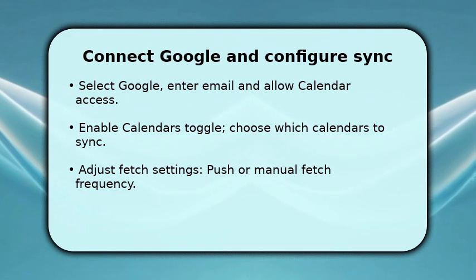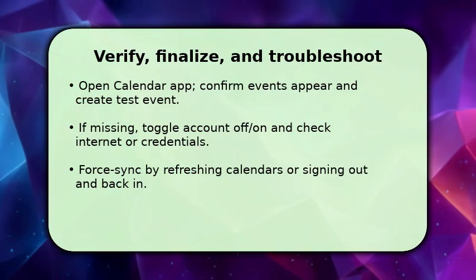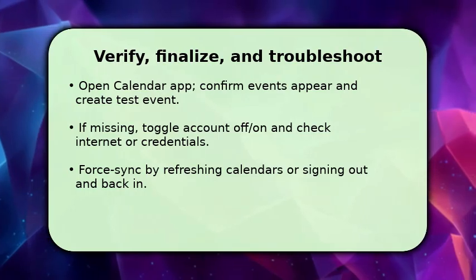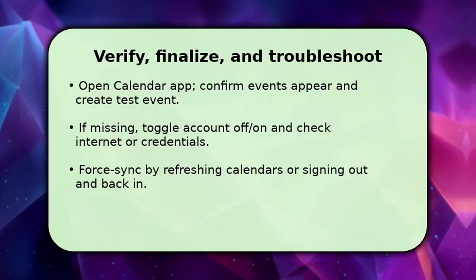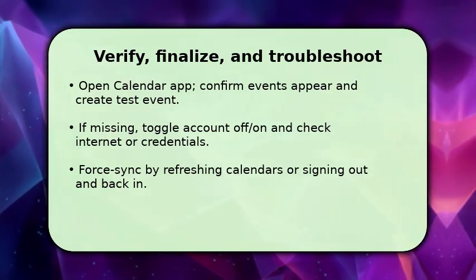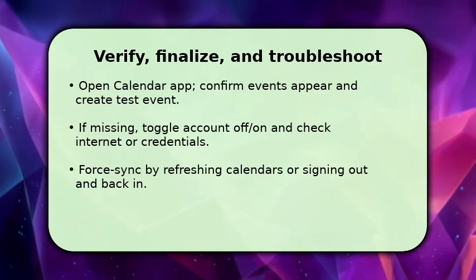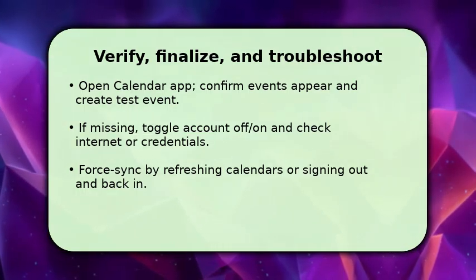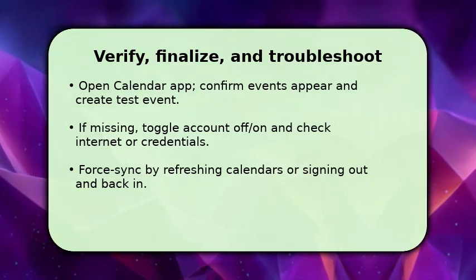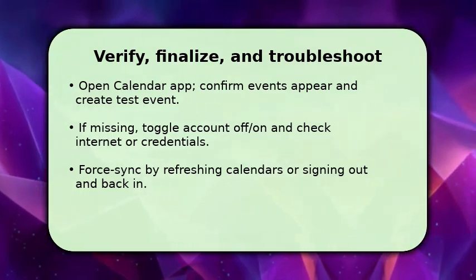You should verify by opening the Calendar app and looking for synced Google events, then create a quick test event to confirm two-way sync. If events don't appear, make sure Internet is active and recheck credentials. Once done, toggle the Google account off and back on to force a refresh. If problems persist, sign out of the Google account and sign back in, or remove and re-add the account.